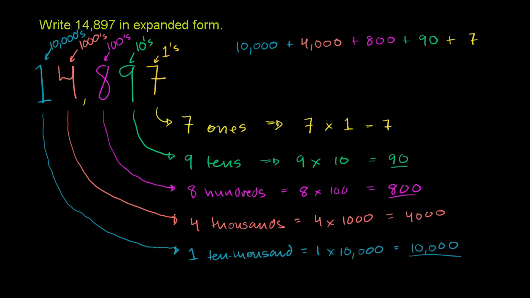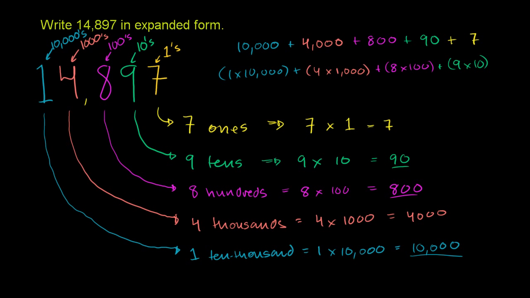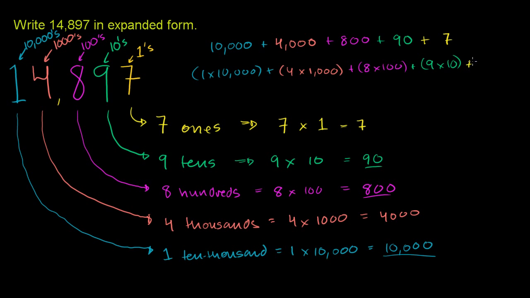Or you could use this version of it. You could say this is the same thing as 1 times 10,000, depending on what people consider to be expanded form, plus 4 times 1,000, plus 8 times 100, plus 9 times 10, plus 7 times 1. So either of these could be considered expanded form.